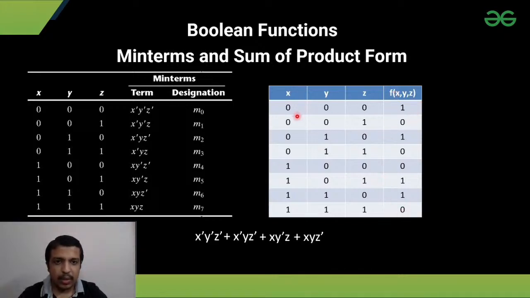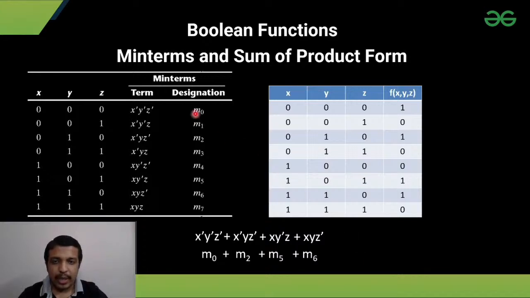So basically what are we doing? Suppose for this term, x should be 1, y should be 1, and z complement should be 1 to get a 1 in this place. And for f to be 1, either this condition should be true, or this condition, or this condition, or this condition should be true. So if any of these 4 conditions are true, then f will be 1. So we are basically writing the condition for f to be 1.